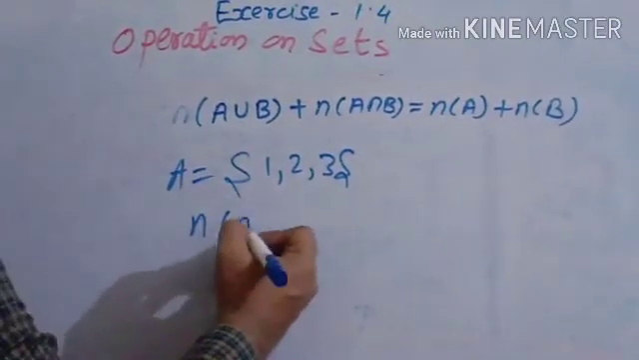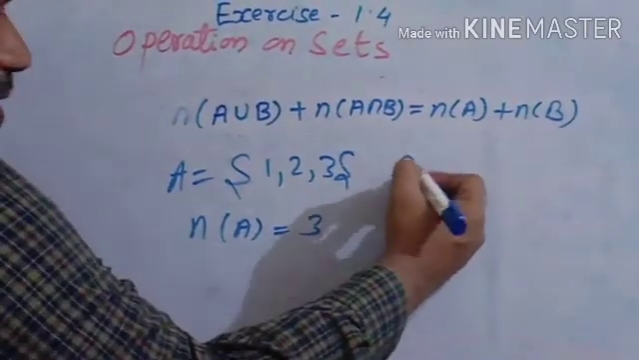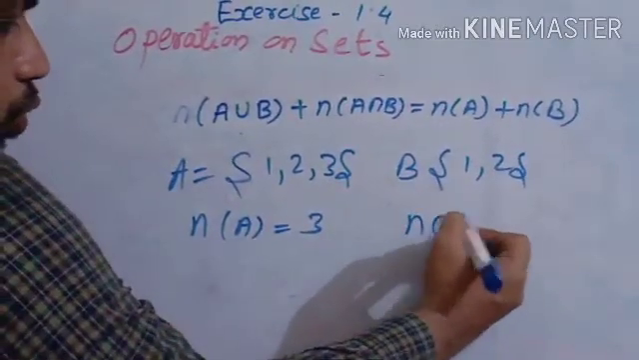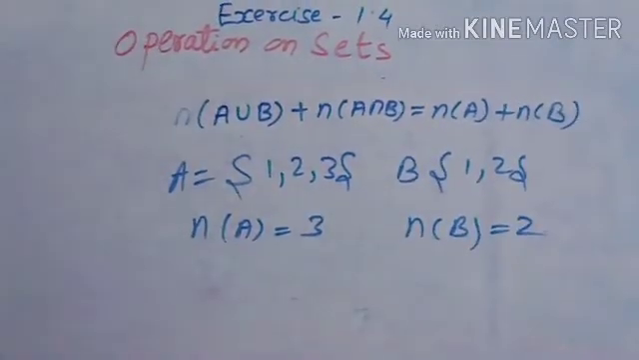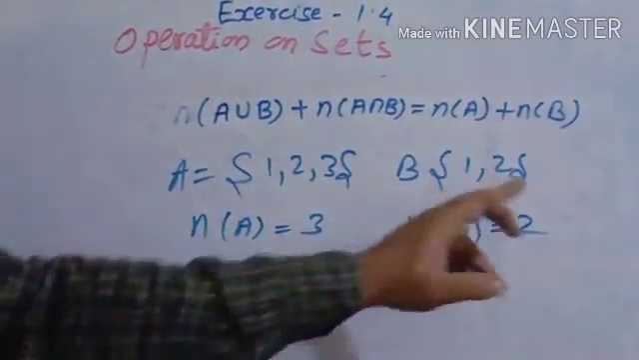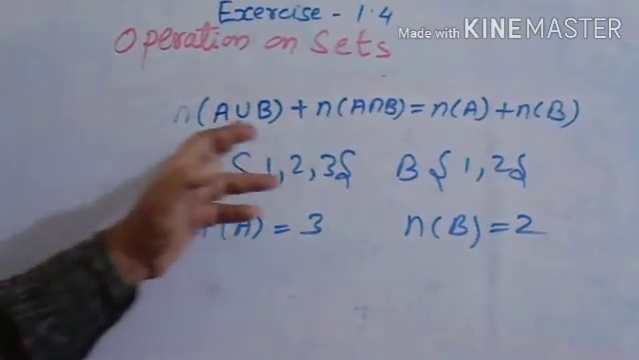Then number of A is equal to what? 3. Suppose there is a 1 2 in B, number of B is equal to 2. This is number of set A, number of A is equal to 3, number of B is equal to 2. So we solve some word problems by this formula.